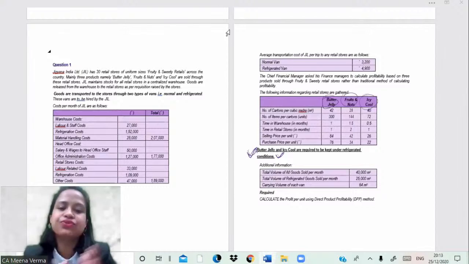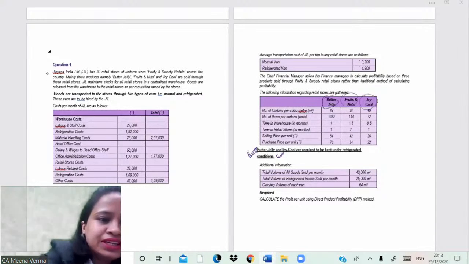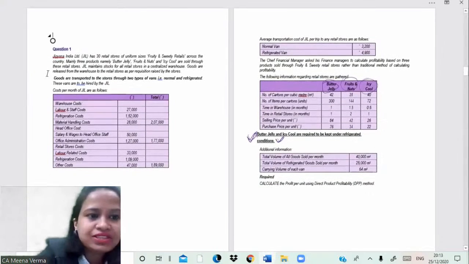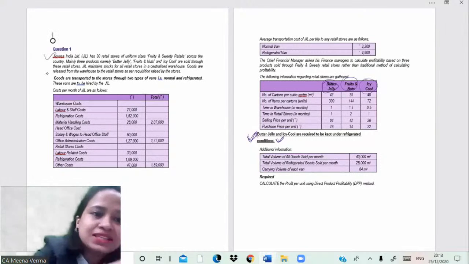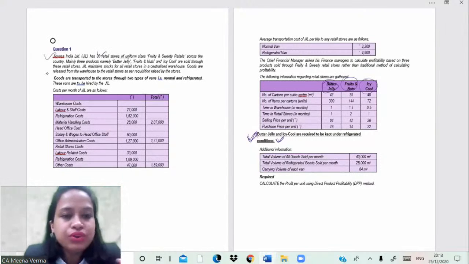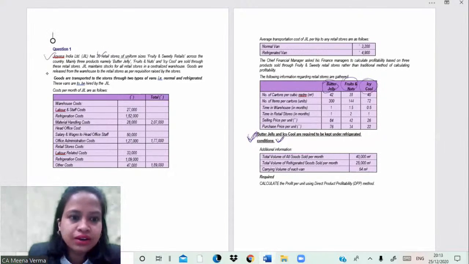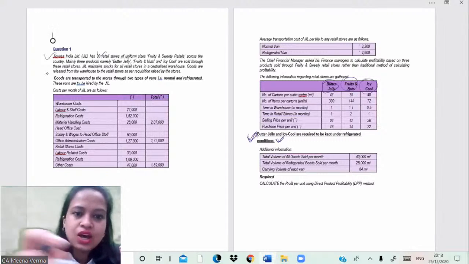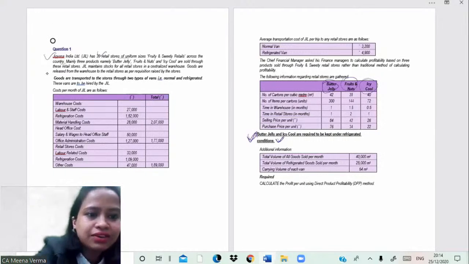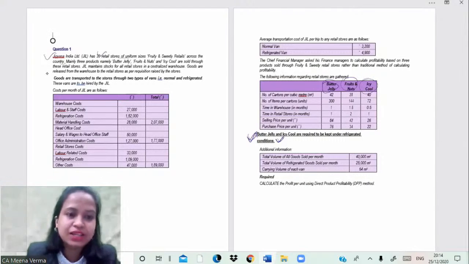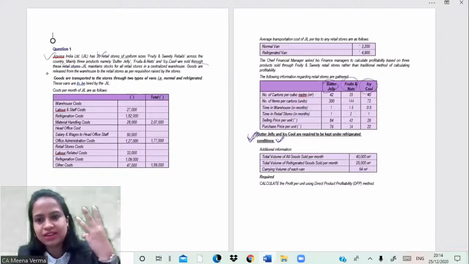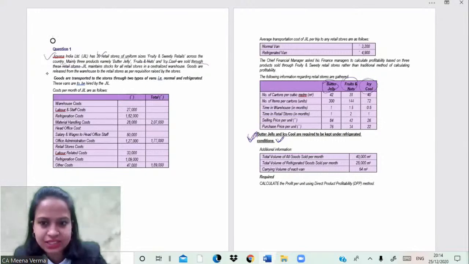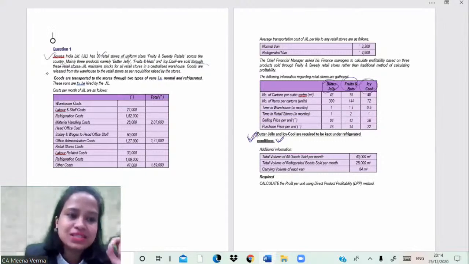Okay, let me read this question for all of you. We have a company, Jigyasa India Limited. It has 30 retail stores of uniform size, Fruity and Sweetie retails, across the country. Mainly three products, namely Butter Jelly, Fruits and Nuts, and Icy Cool, are sold through these retail stores. So they have retail stores and they are selling three products.